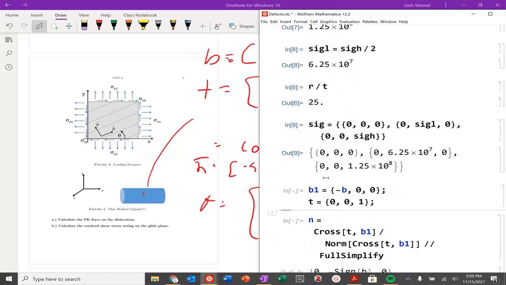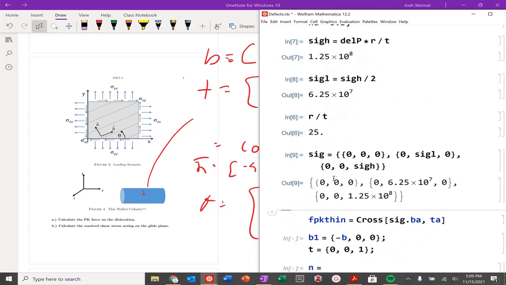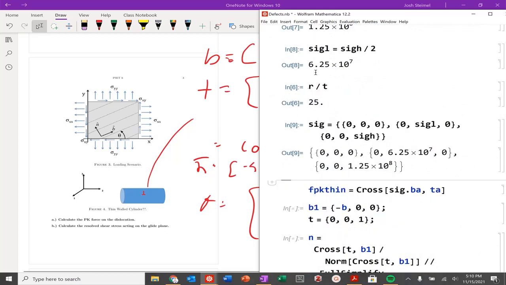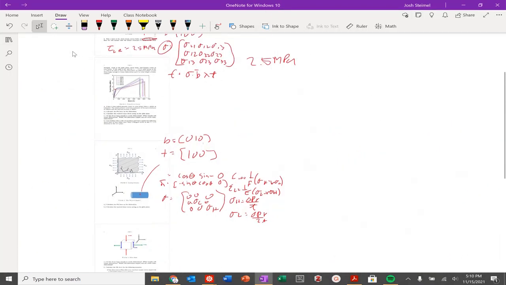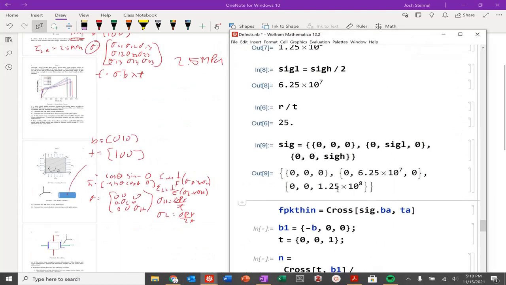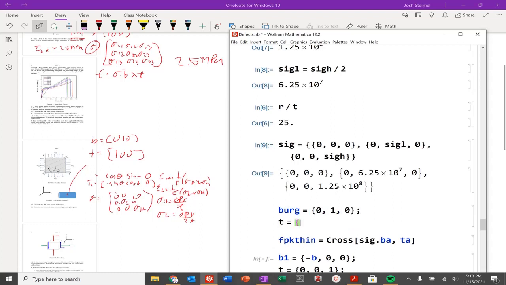So let's go ahead and here, go here. So my FPK thin walled is going to be sig dot, again, where's my... I thought I defined that previously. Actually, no, I didn't do it here. So let's zoom out a little bit. Let's go over here again. Let's bring it over here. So I'm going to say that my Burg is equal to 0, 1, 0. My T is going to be equal to, yeah, T vector 1, 0, 0.